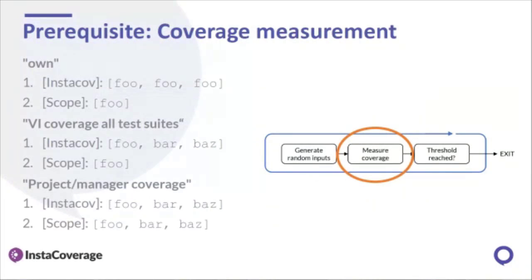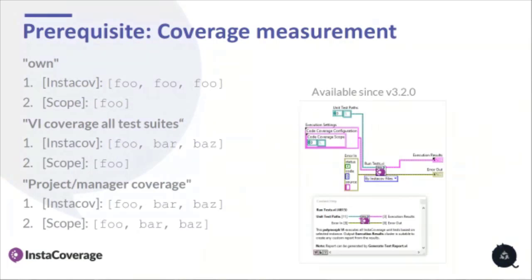Okay, you're welcome. If I come back to this point, InstaCoverage under the hood has a very flexible coverage measurement engine. Since the last version, 3.2.0, the current version is 3.3.0, which came out yesterday. It's good news for us. It's still in the process of being released by NI, so until yesterday, 3.2.0 was the last version. It comes with a powerful API.